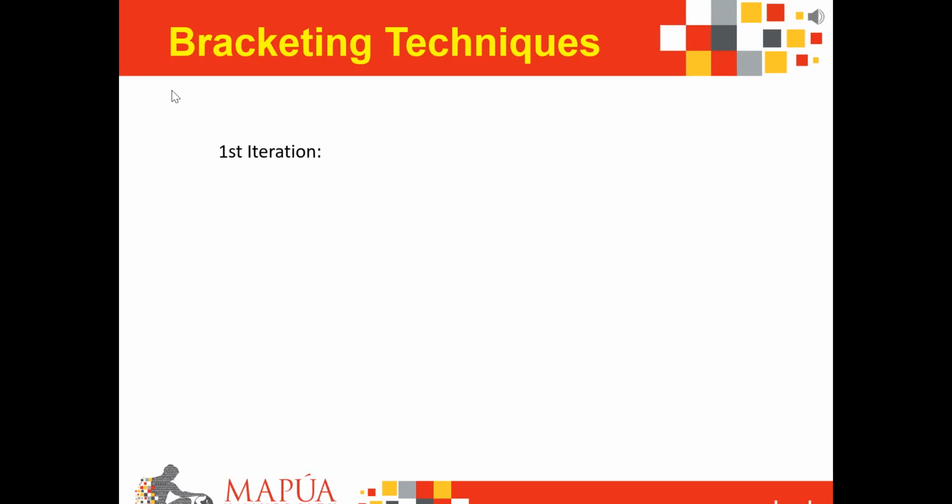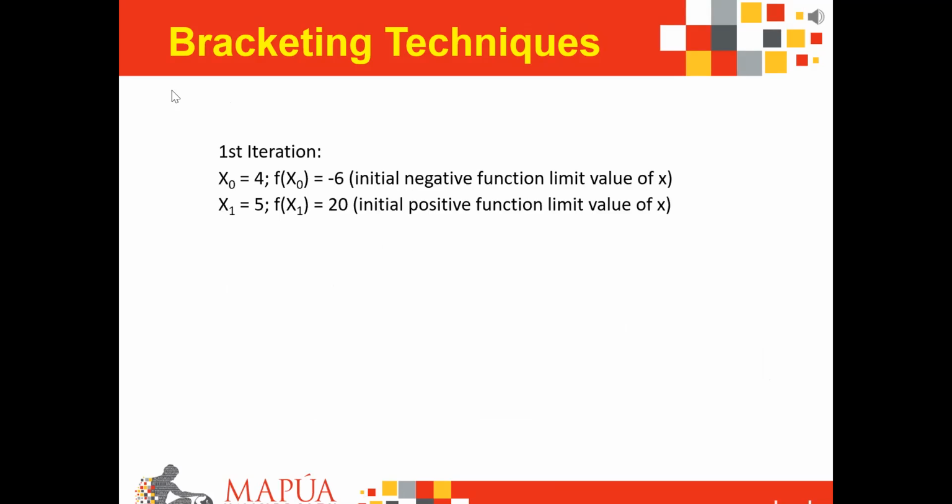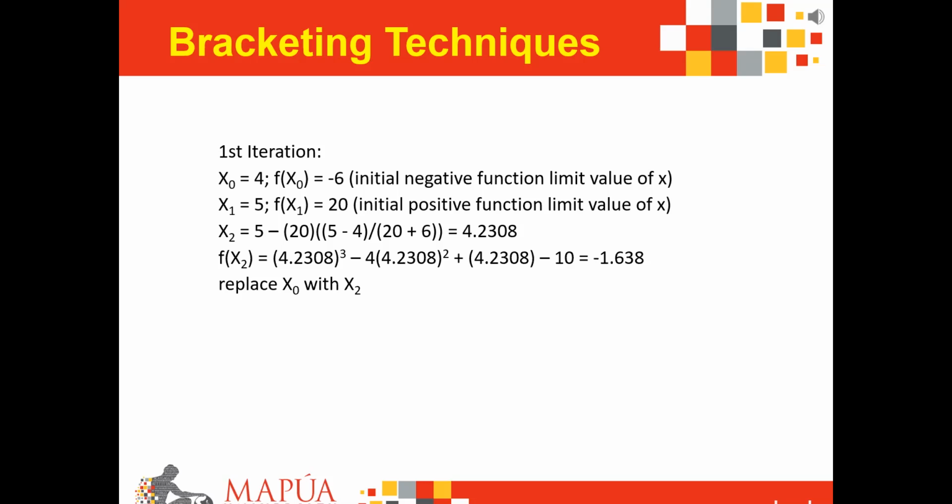Therefore, your first iteration would now contain the following initial integer values. Substituting them to your iterative formula would give us this solution for x2 with a value equal to 4.2308. Substituting 4.2308 to your function gives us an f(x2) value now having this solution with a value of negative 1.638. We then repeat the process since your function f(x2) is not equal to 0, therefore your respective x2 is not your root. I then replace x0 with x2.